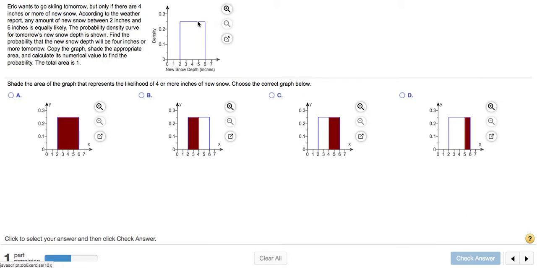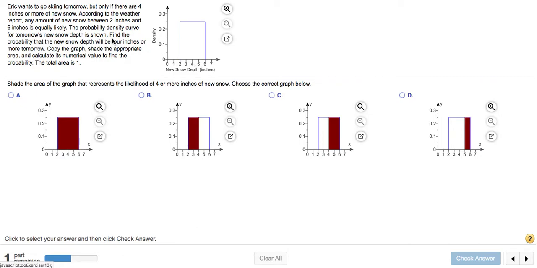Uniform because this height is always at 0.25, which is 25%, and it never changes as you go across the top. So for all of these possibilities down here, the bar up here goes up to 0.25, which means 25%. It also says the total area under this curve is 1, and that makes sense too. If these are all the possibilities, the total area under the curve would represent 100% of all of the outcomes.